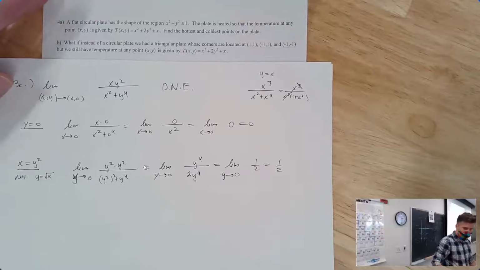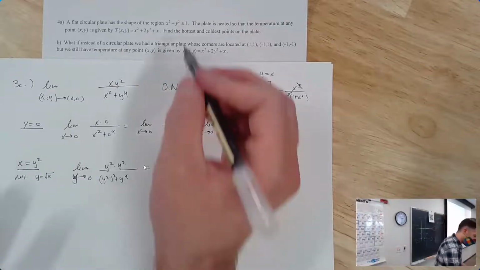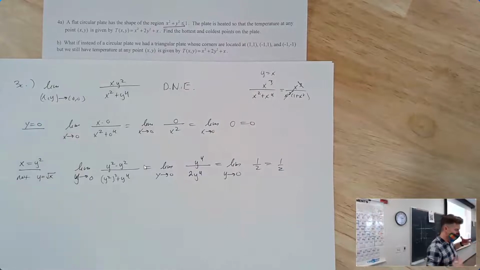Here is the next problem, which is a little bit of a tough one. A flat circular plate has the shape of the region x squared plus y squared less than or equal to 1, which is just the circle. I really should say it's the disk of radius 1, right? Because you're including all the points inside it. If it's x squared plus y squared less than or equal to 1, that's a circular plate.